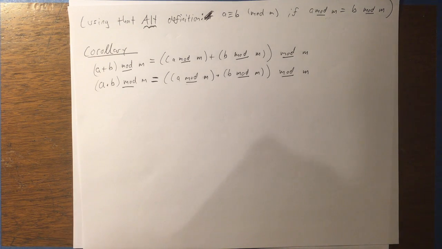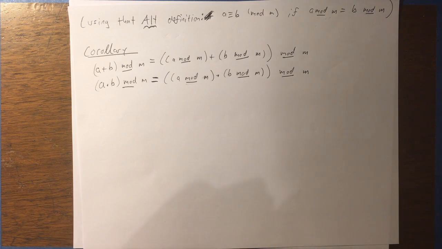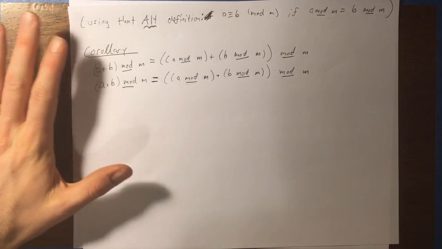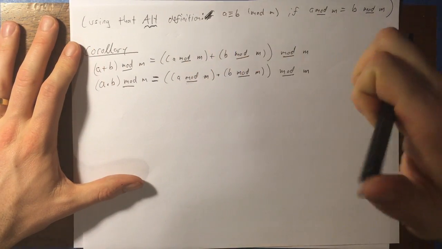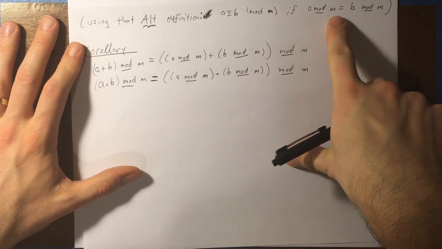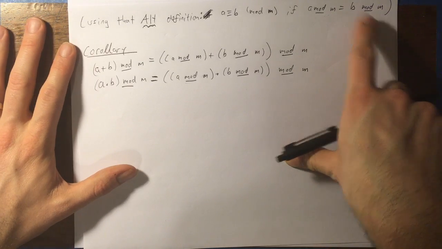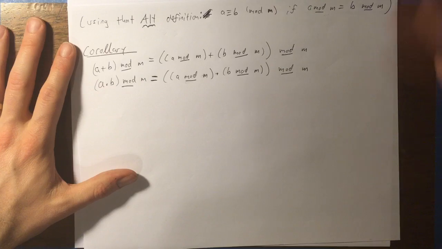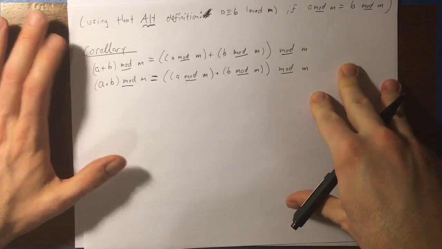All right, so moving right along from the theorem that we just looked at about adding and multiplying when you're doing modulo m. If you use that alternate definition of a congruent to b mod m, that when you reduce modulo something, the remainder after division by m is the same for those two numbers, and apply it to that other theorem, you can rewrite that theorem into this form. Okay, so this is a corollary to that theorem.